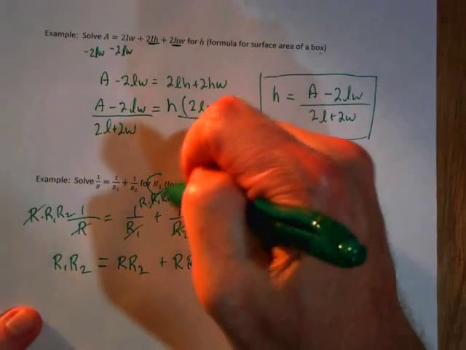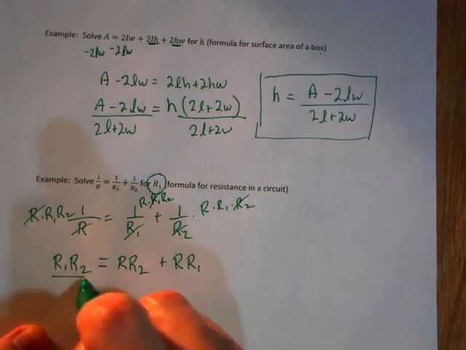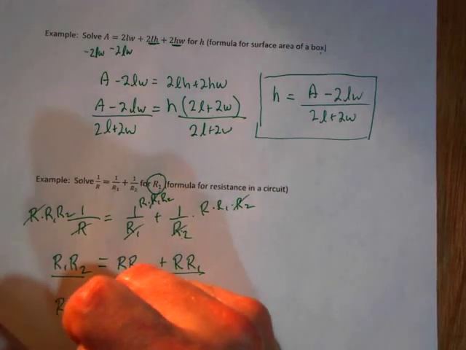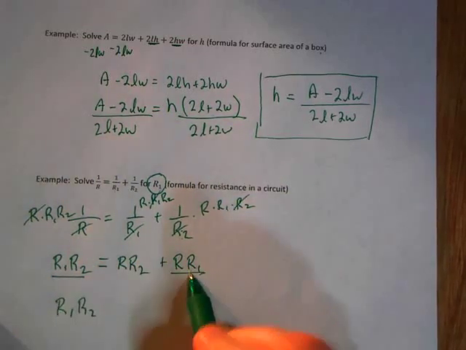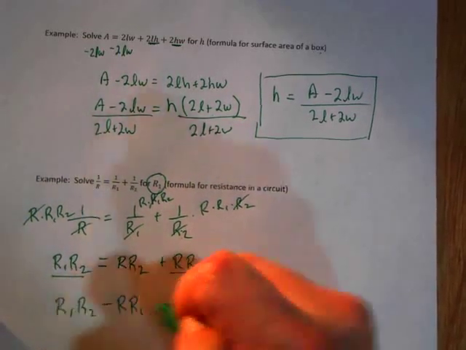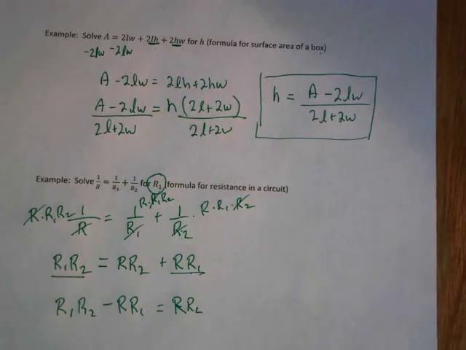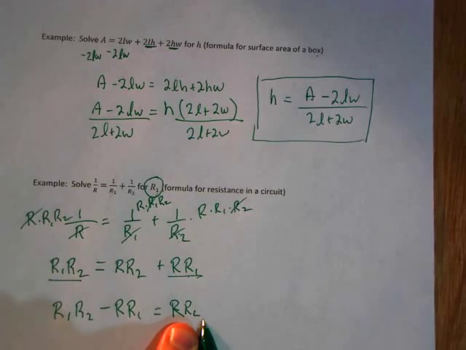Now, I'm trying to solve for R1. I notice there's an R1 there, and there's an R1 there. There's more than one R1. If you're trying to solve, and there's more than one of them, you need to get them on the same side. So, I'm going to do R1, R2, and I'm going to subtract R1 on both sides. I subtract the R1 so that I have both the R1s on one side and no R1s over on this side.